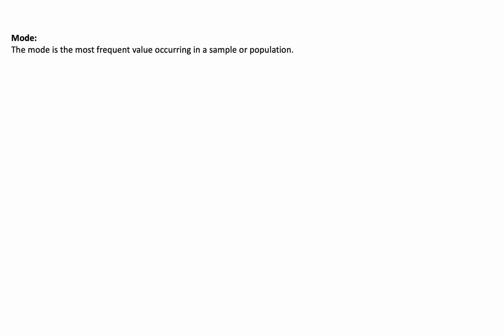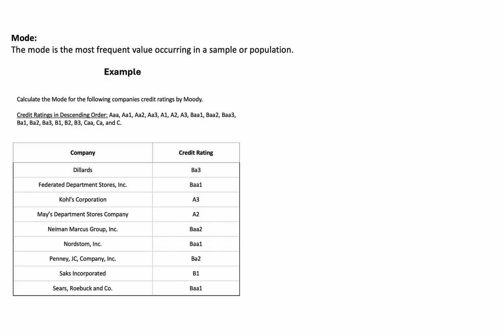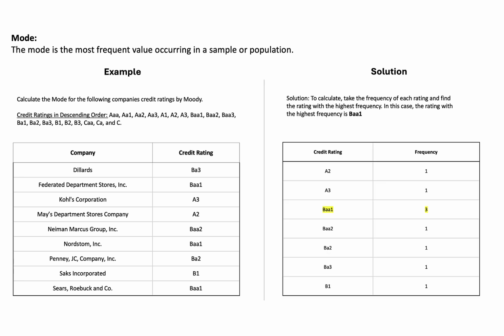Let's look at the mode. So the mode is the most frequent value occurring in a sample or population. So suppose I have the following credit ratings, right? The mode is essentially which rating occurs the most. And if I simply were to take each rating and count them, I would find that BAA1 is the most occurring, or has the highest frequency within the set here.